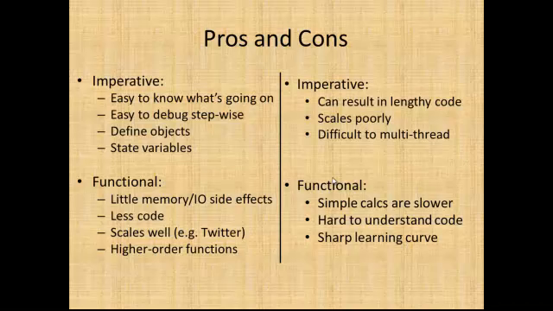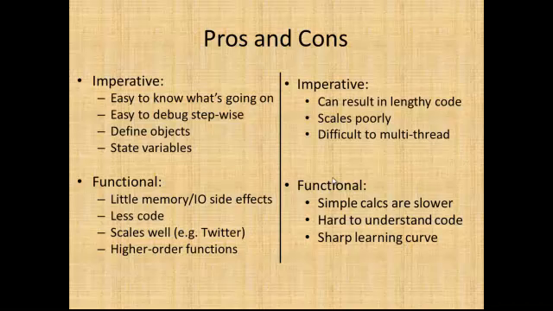There's also state variables, which are variables that hold true throughout the entire function. You don't really get that with functional programming, as the variables change inside of each recursive call. With functional, the pros are that pure functional languages have no memory or I/O side effects. Languages now are impure, so they have little memory or I/O side effects.